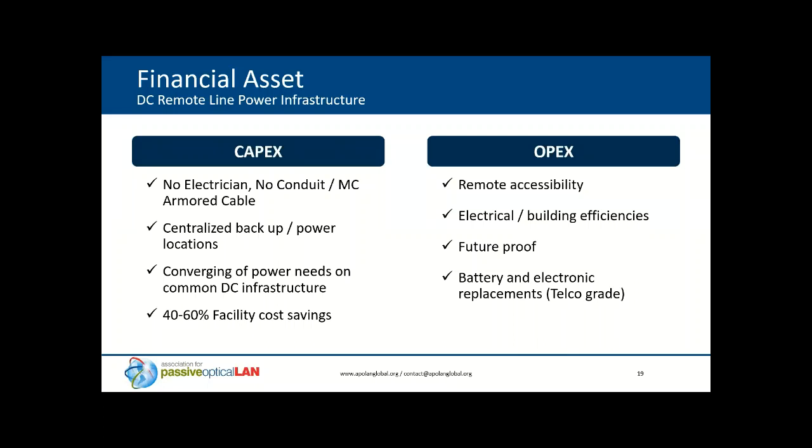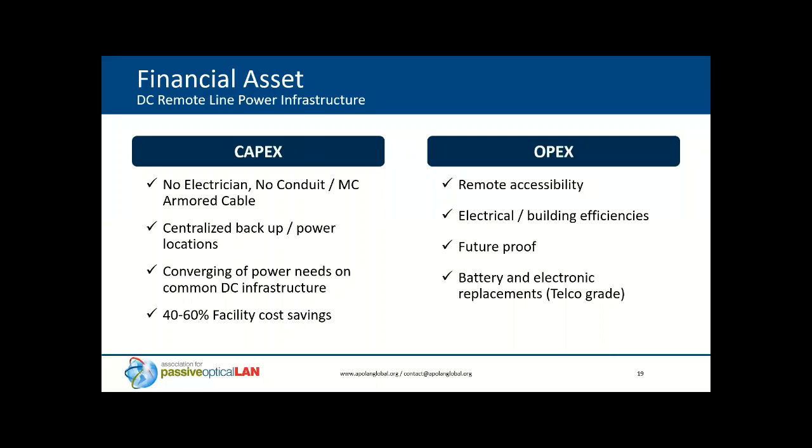As we mentioned previously, CapEx, you can dodge the electrician costs, you can get out of conduit costs, which can be very expensive for any build. You can centralize your backup locations and utilize DC power like the telecommunication industry, really making a higher level of efficiency. You can converge a lot of your power needs in that building into a DC infrastructure, right? We hinted at earlier, electronics, for the most part, we're talking about a DC feed. So we're really starting to see from a CapEx an enormous amount of facility cost savings when we're comparing apples to apples.